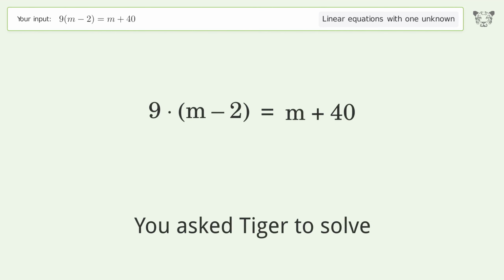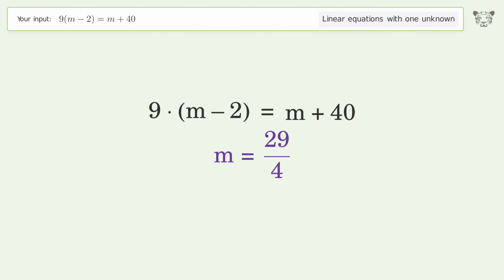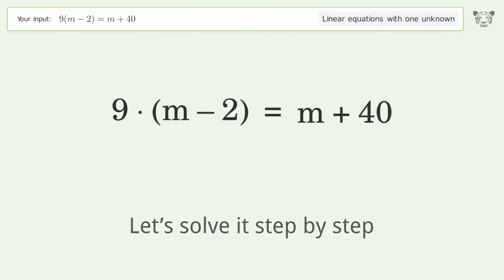You ask Tiger to solve. This deals with linear equations with one unknown. The final result is m equals 29/4. Let's solve it step by step.